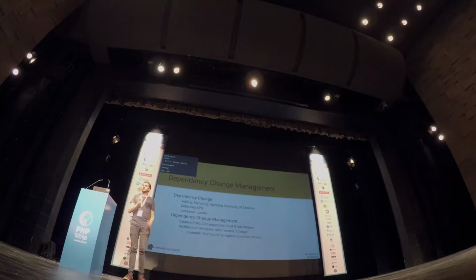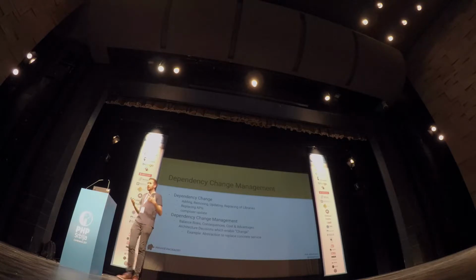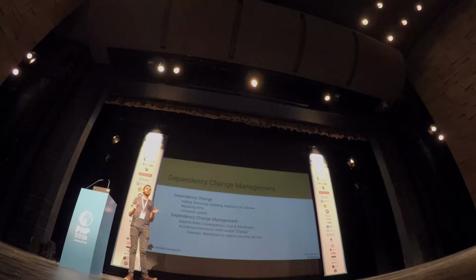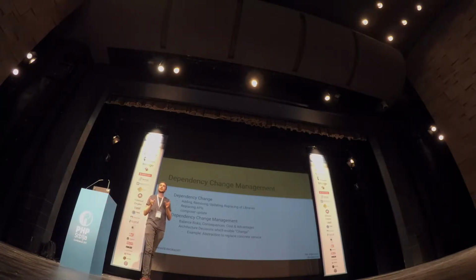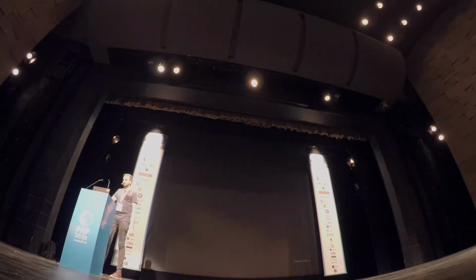And it also means architectural decisions that enable future change. So an example that I have on here is you can always create some kind of abstraction for a concrete service that makes it easier to later replace it. So managing the change of your dependencies, in some sense, also means predicting what may change and finding suitable ways to prepare yourself for that.